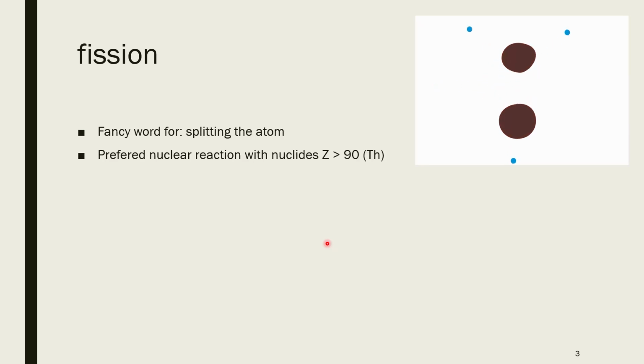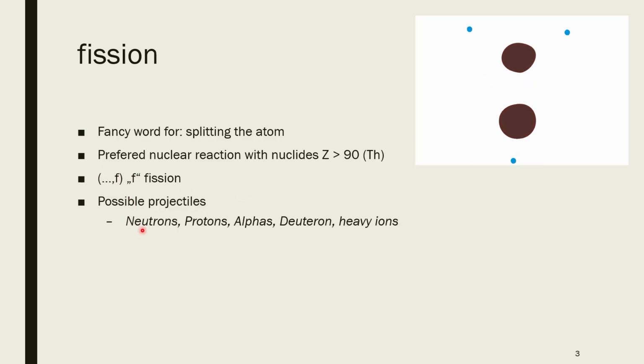It's a preferred nuclear reaction with nuclides with a proton number of above 90, so thorium, anything past that is thorium. If you were to describe it in a nuclear reaction equation, you would use F for fission, so we have an XF reaction, and possible projectiles. These X could be neutrons, of course we know neutrons, but there can also be some proton-induced fissions and alpha and deuteron and heavy ion-induced fission.